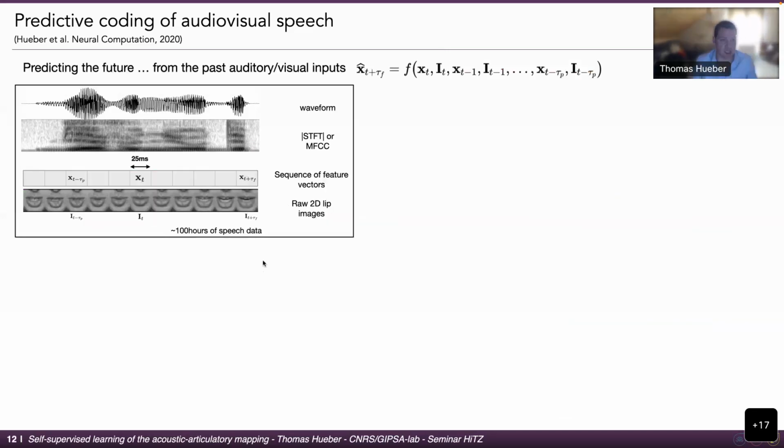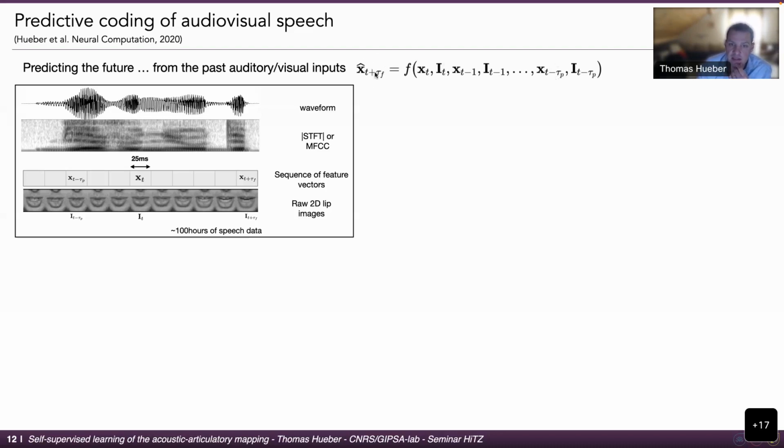To do that, we did something very simple. We just trained a model to predict the future of the speech signals, which were encoded either in a compact representation, like a mel spectrogram, or even with the raw STFT. So we are trying to predict the future of these signals, at tau f, so a number of frames in the future, from the current frame, the current time step, and the previous time steps.